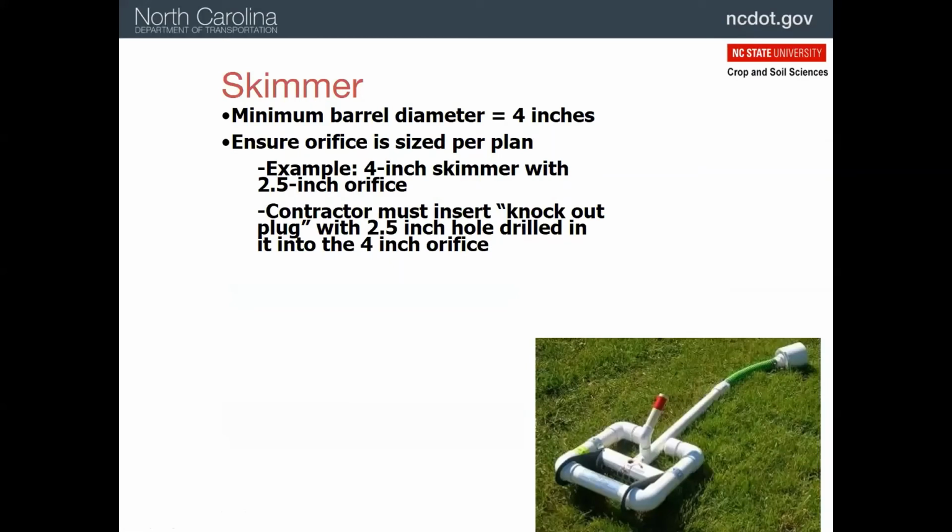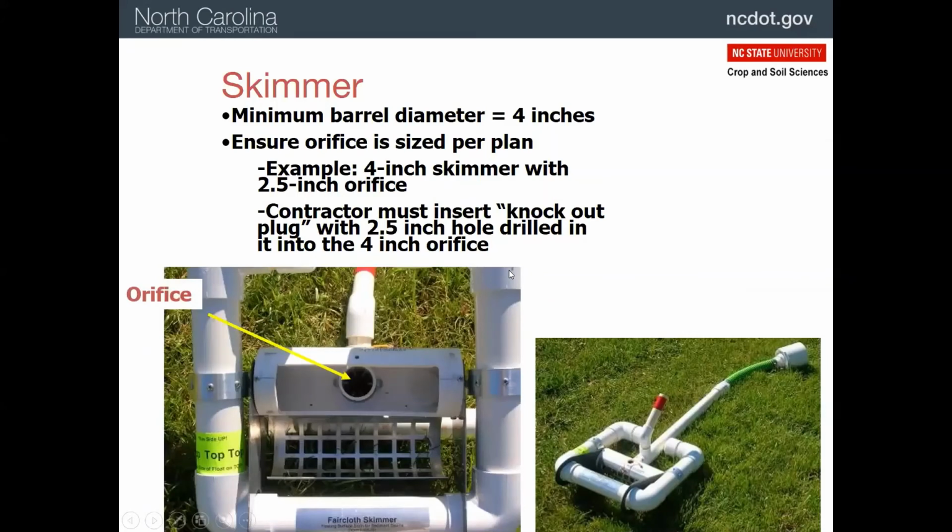All right, well, let's talk about those skimmers. There's many different kinds that are on the market right now. In most cases, we're looking at the Faircloth skimmer specifically here, but some of them have a pipe orifice right here, and we may or may not want to restrict that. That is to say, on the plan, it'll say use a, let's say, in this case, a 4-inch skimmer, but we want a 2.5-inch orifice.